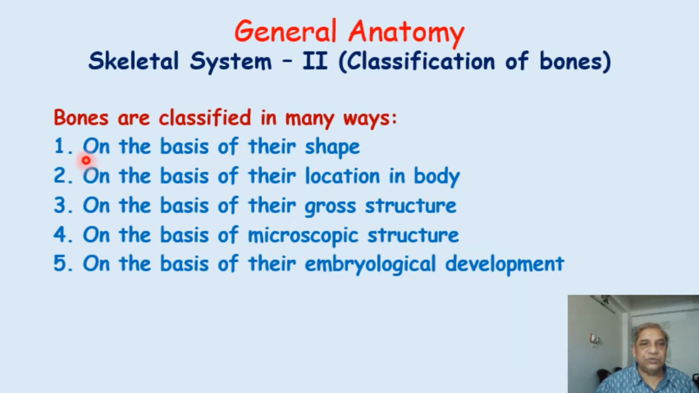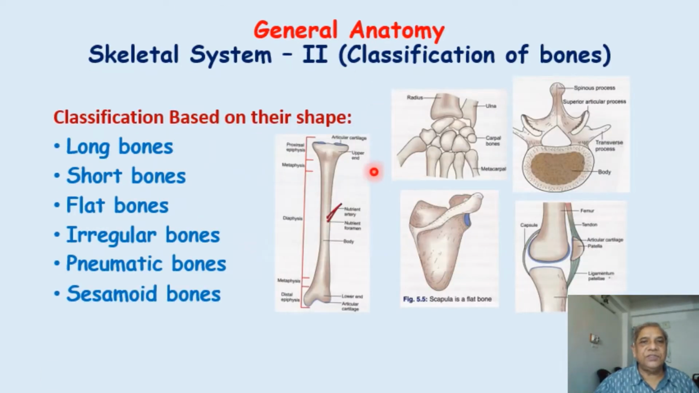So let's move to the first classification, which is on the basis of their shape. Now, if you see the classification based on their shape, you will note that most of the bones in the limbs are the long bones. Long bones may be from the upper limb or lower limb, for example, humerus, radius, ulna, tibia, fibula, or the femur. They are quite long bones.